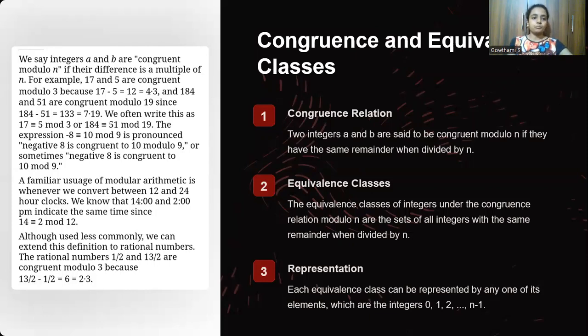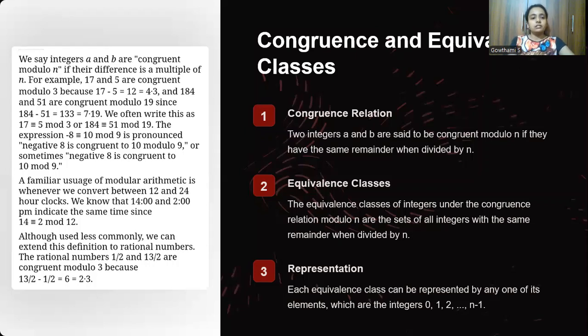We say integers a and b are congruent modulo n if their difference is a multiple of n. For example, 17 and 5 are congruent modulo 3, because when I do 17 minus 5, I get 12, which is equal to 4 times 3, which is also 12.